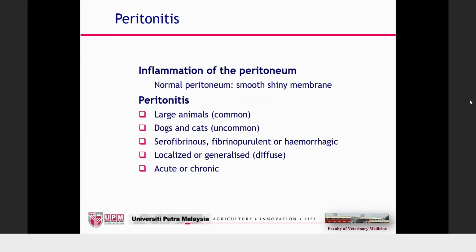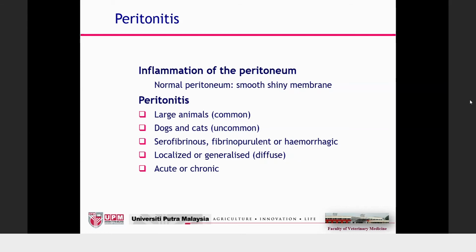Yeah, this is one of the most common in all organs, but now, of course, more common in the abdominal cavity. Inflammation of the peritoneum, we call it peritonitis. As mentioned earlier, normal peritoneum is a smooth, shiny membrane, very clear. But when it gets infected, of course, it becomes thickened and cloudy.